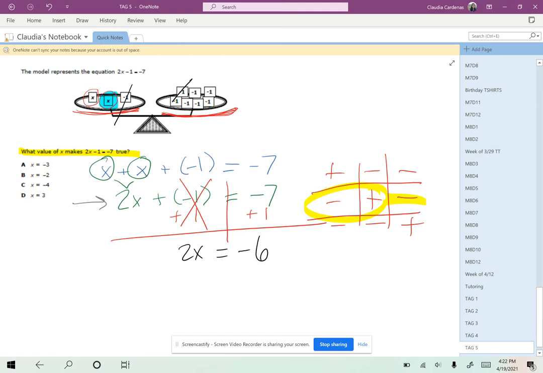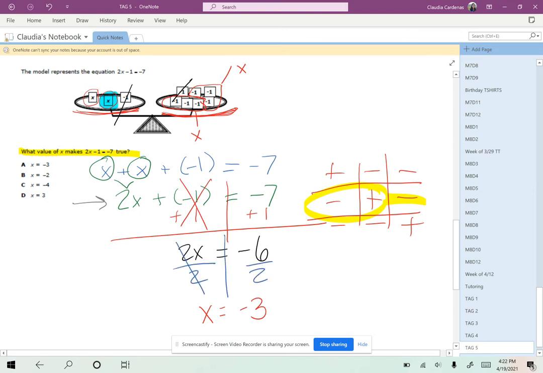Now I'm left with two x's, and I know that they have to equal negative 6. That means two groups have to equal negative 6, so I could break up these negative 6s into two groups evenly. I see that there are negative 3 in each group, so one x is negative 3 and the other x is negative 3. The way I can show that algebraically again is to divide both sides by 2, or cut them in half. Negative 6 divided by 2 is 3, and if I'm confused on the sign, a negative and a positive gives me a negative sign. So sure enough, x equals negative 3. I see my answer choice right here.